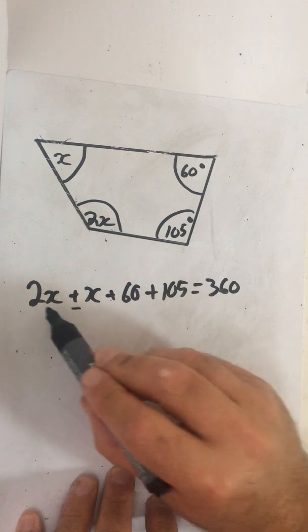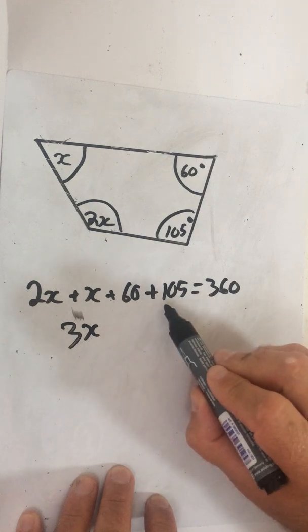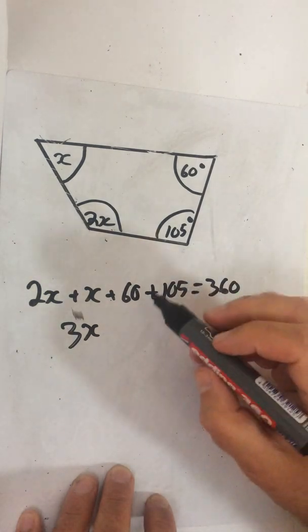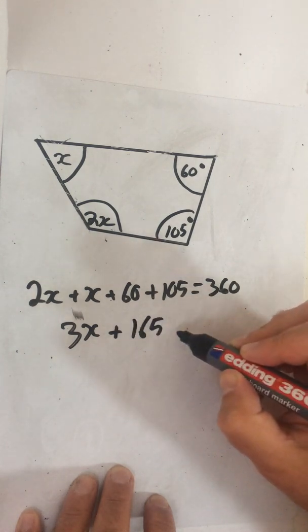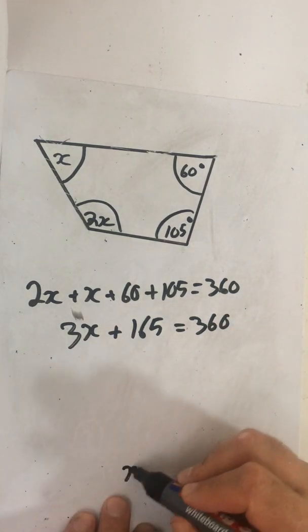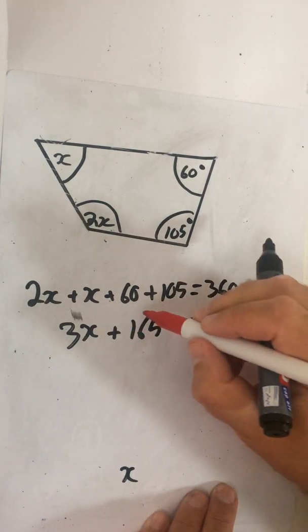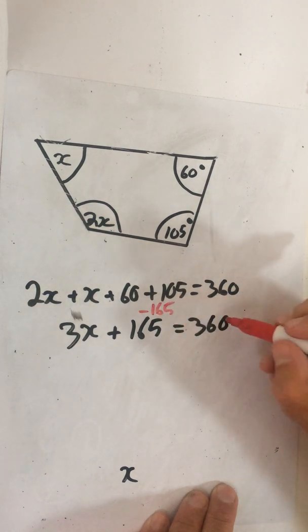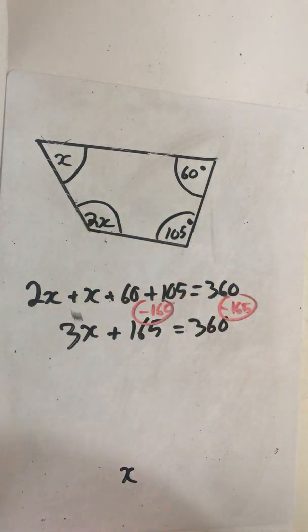So let's just simplify it first. 2x plus x is 3x, isn't it? 2x plus 1x is 3x. 60 plus 105, that would be 165, equals 360. Again, I just want to be left with x, don't I? So I want to get rid of this plus 165, so I'm going to minus 165 on both sides. That leaves me with 3x on this side of the equation.